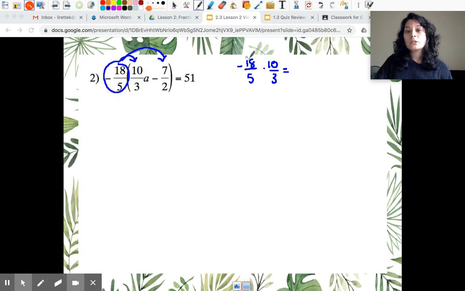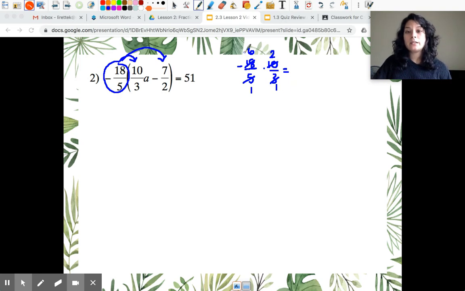I can cross reduce a couple of things here. The 5 and the 10 can both be divided by 5, giving me 1 and 2 respectively. The 3 and the 18 can also be reduced. If I divide both by 3, I get 1 and 6. And that's all I can cross reduce.